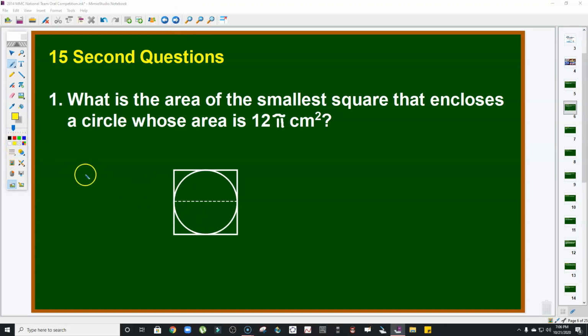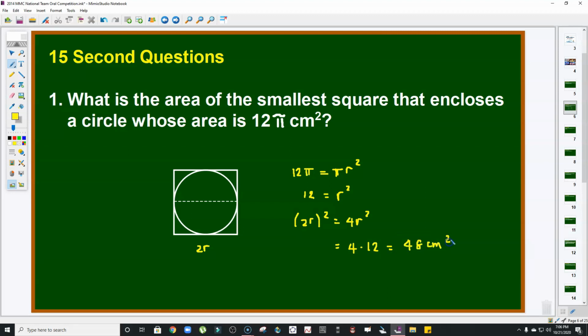Note that the diameter of the circle is the same as the side of the square. That is 2r. See that? Now the given is the area of the circle is 12 pi, so we equate it to pi r squared. From there, r squared is equal to 12. Now take note, we need the area of the square. So we simply square the side 2r, so that is 4r squared. Since r squared is given, the area of the square is simply 48 square centimeters.